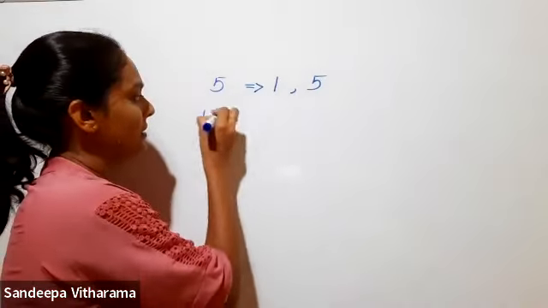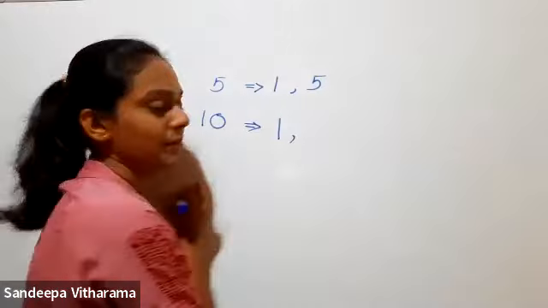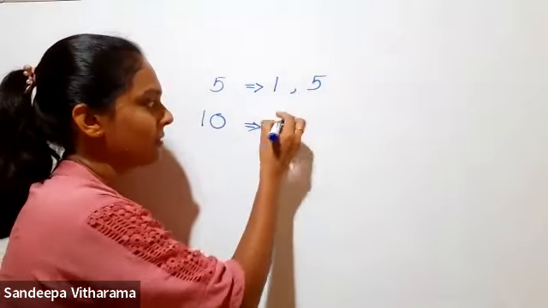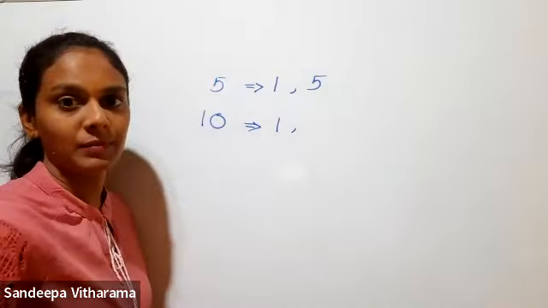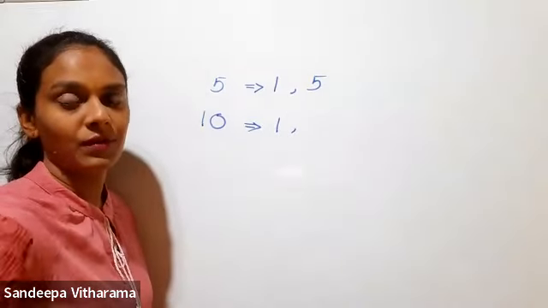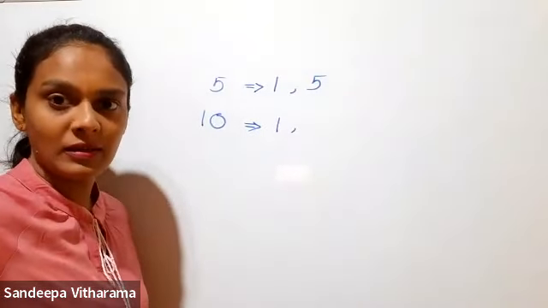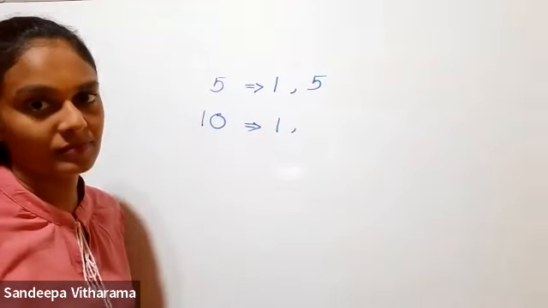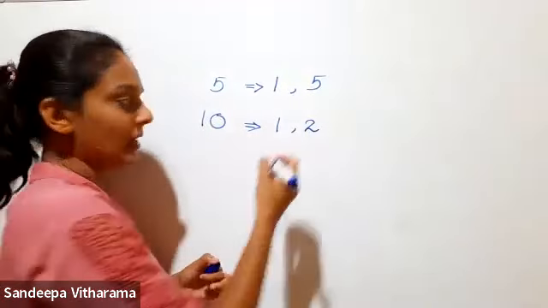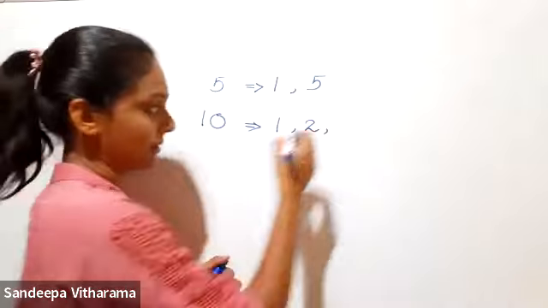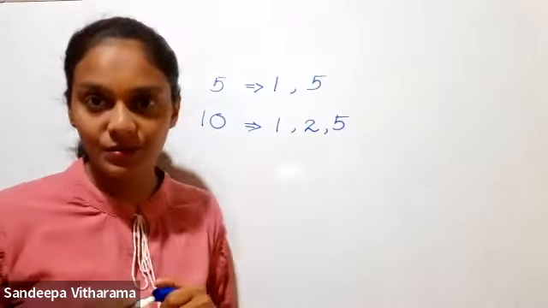Then 10. 10 can be divided by 1. Then you divide by 1, it is 10. What is the other number? 2. Very good. We can divide 10 by 2. And 10 can be divided by 5. Very good. These are the only numbers that we can use to divide 10.